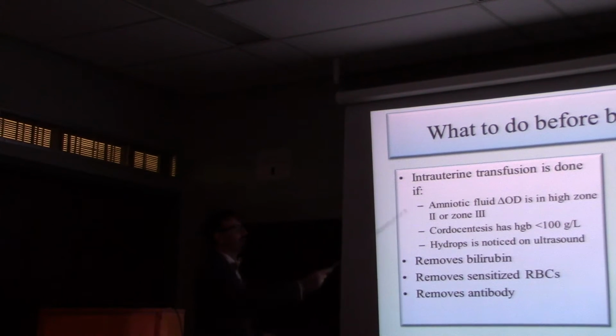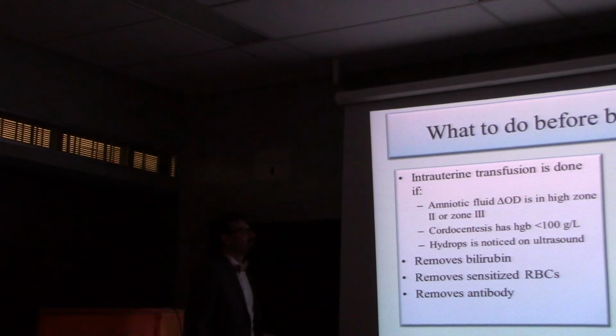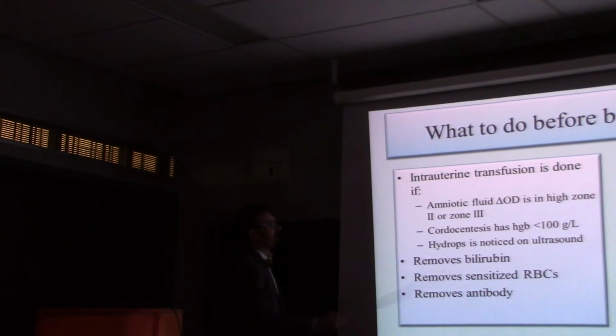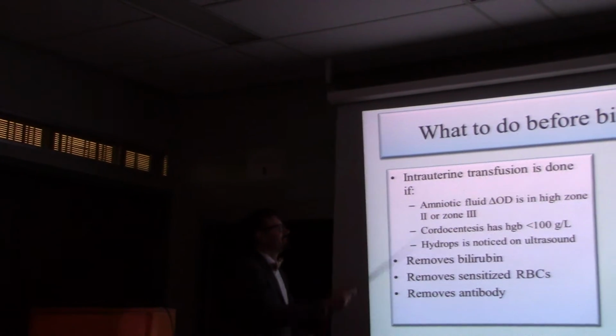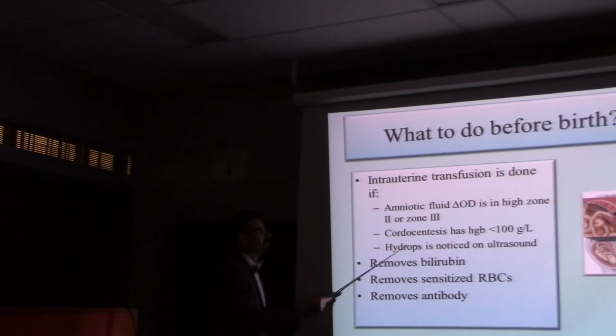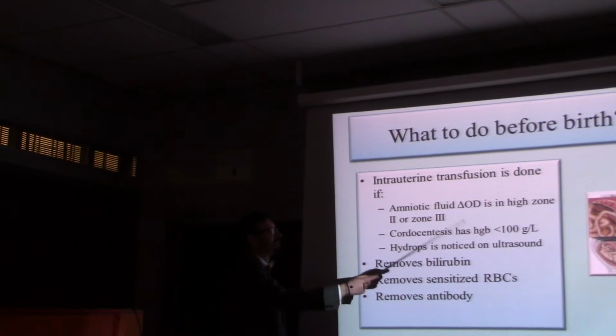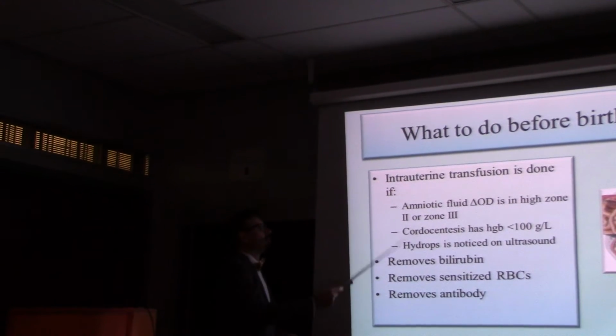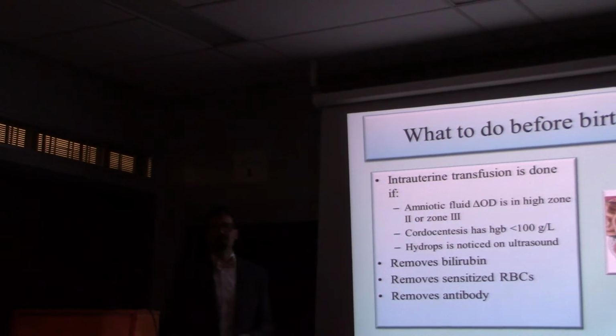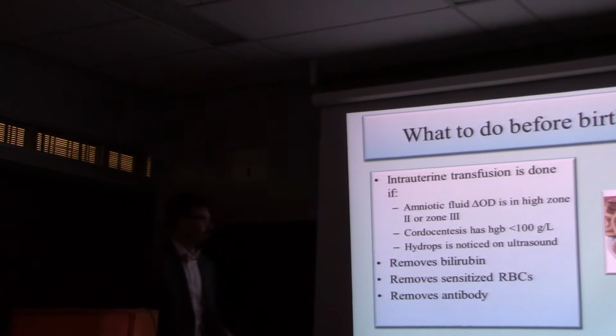So what to do before the birth? Intrauterine transfusion is done if the amniotic fluid change, the delta OD, optical density, is in zone 2 or 3, or the cordocentesis shows a hemoglobin of less than 100, or on ultrasound there is evidence of hydrops.